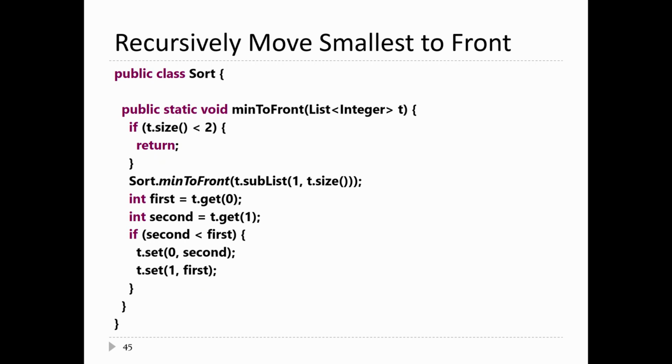So what is the base case for this method? If you have a list of size 0, there's nothing to do. If you have a list of size 1, there's nothing to do. The smallest element is already at the front of the list. So here, our base case is if the size of the list is less than 2, do nothing, or return. And I claim that that moves the smallest element in a list to the front of the list.